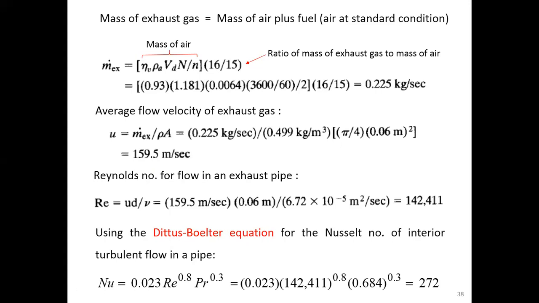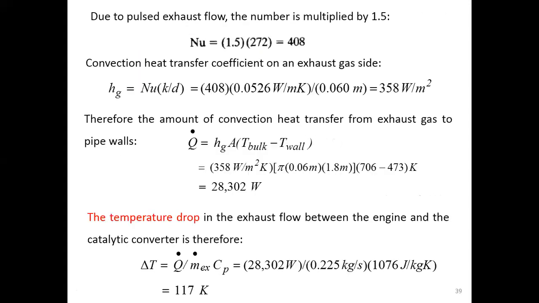So before we apply the Nusselt number to our exhaust flow, we know that it's usually 50% higher. So we make use of that knowledge. We multiply the Nusselt number that we found, 272, by 1.5. So our Nusselt number under the pulsed exhaust flow will be 408. So we use this 408 to calculate the heat transfer coefficient of the exhaust gas inside our pipe.